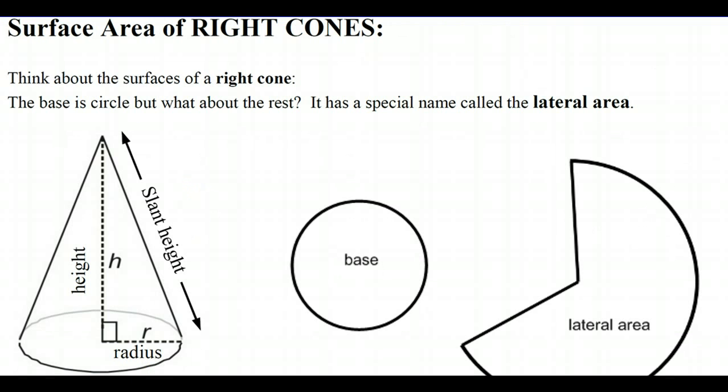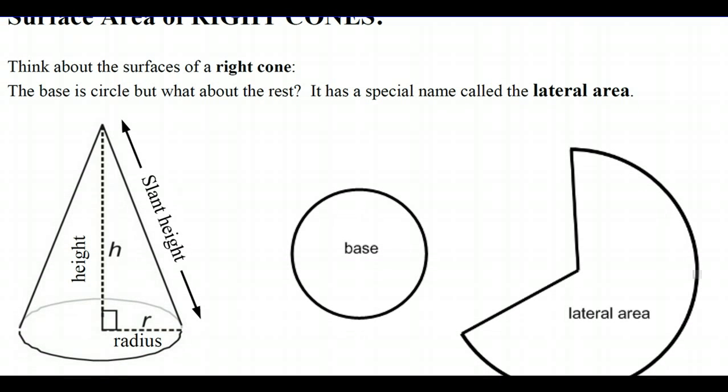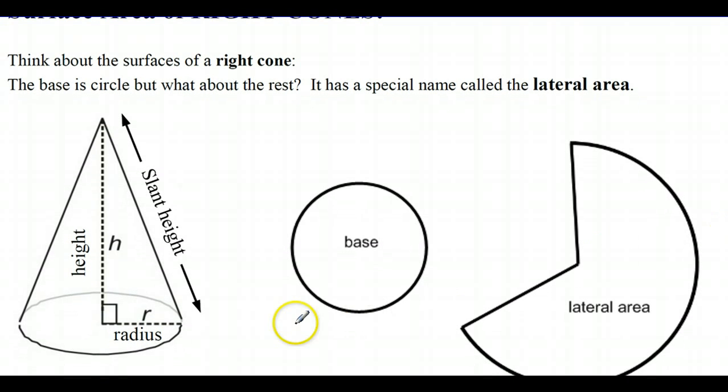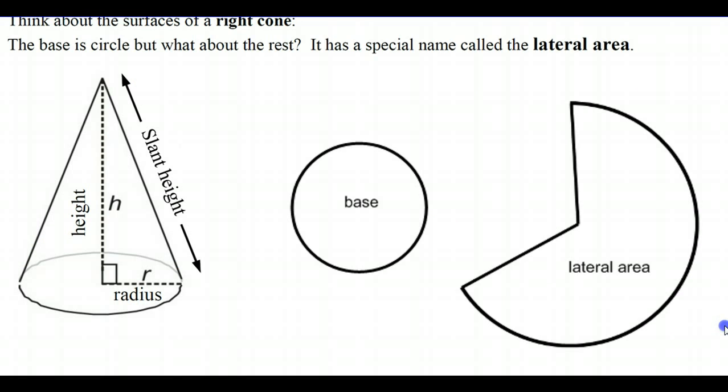Surface area of a cone, a right cone. So think about the surfaces of a right cone. We've got the base, which is a circle, and the rest of it, the part that isn't the base, we call the lateral area. And this chunk here, if we cut along the slant height and unfolded it, this is what it would look like.